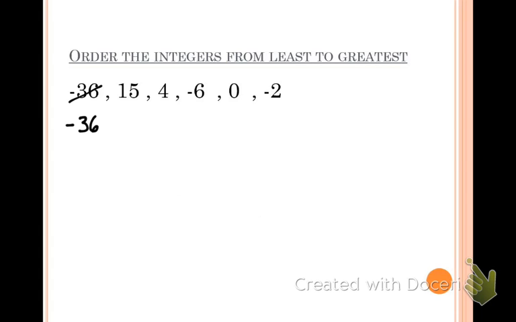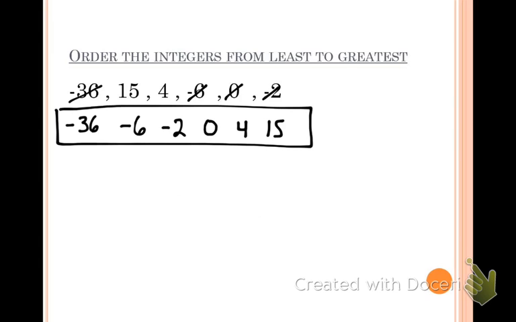Isabel, what's next? -6. Next, Emma. -2. Michael, what's next? 0. Next up, Gabby. 4. And the final one, guys? 15. All right, that is in order from least to greatest.